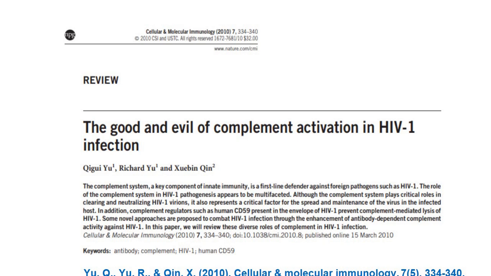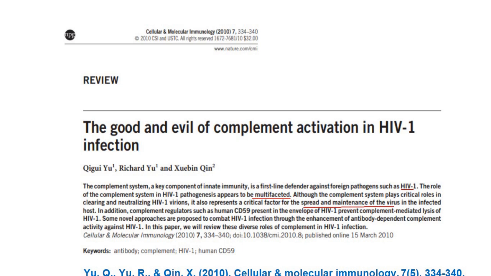So, this paper suggests that complement system is a component of innate immunity, the first line of defense against HIV-1. Now, what it states, the role of complement system in HIV-1 pathogenesis appears to be multifaceted. That is why it is said that good and evil both. Although the complement system plays critical role in clearing and neutralizing HIV-1 virus, it represents a critical factor for the spread and maintenance. It both clears the virus and it also can help in spreading of the infection. Don't get surprised why it takes place.